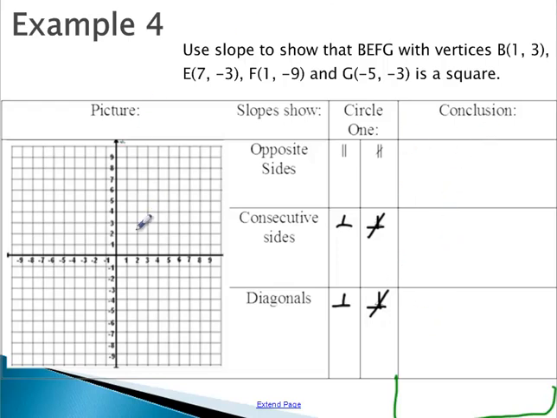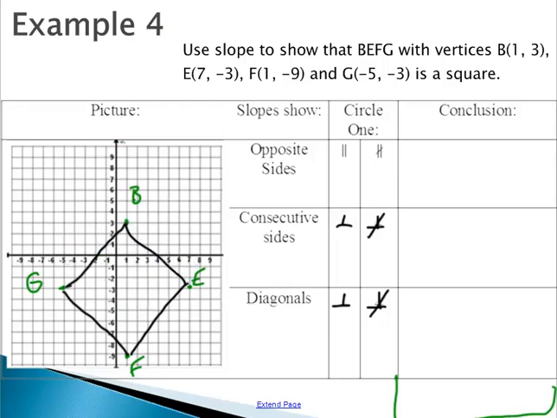So let's plot these points. B is 1, 3. E is 7, negative 3. 1, negative 9 is F. And negative 5, negative 3 is G. So let me draw this in. Right there and right there.